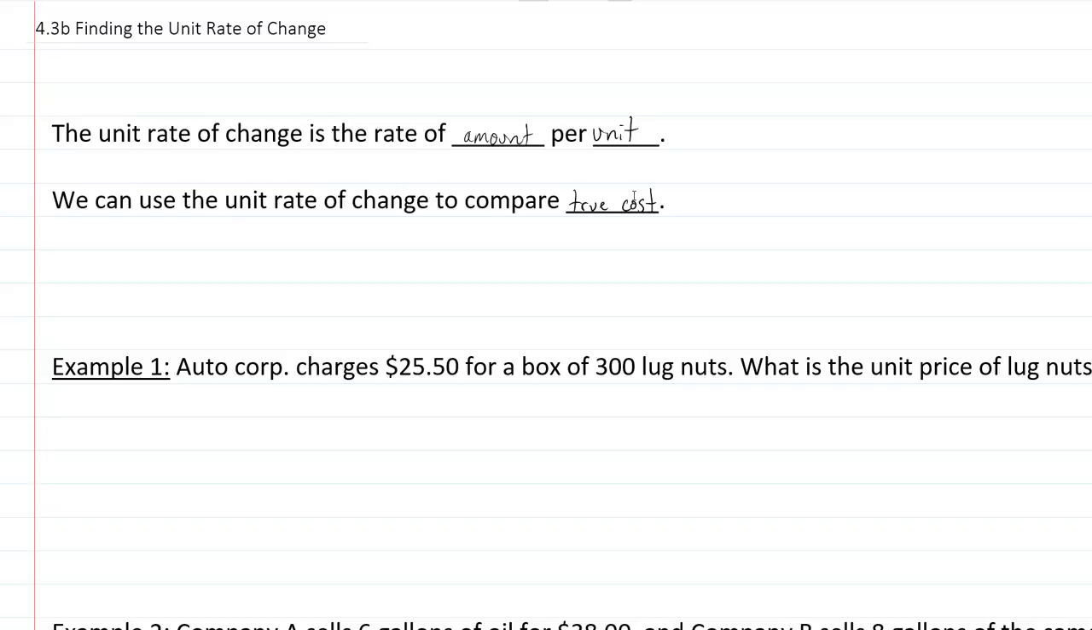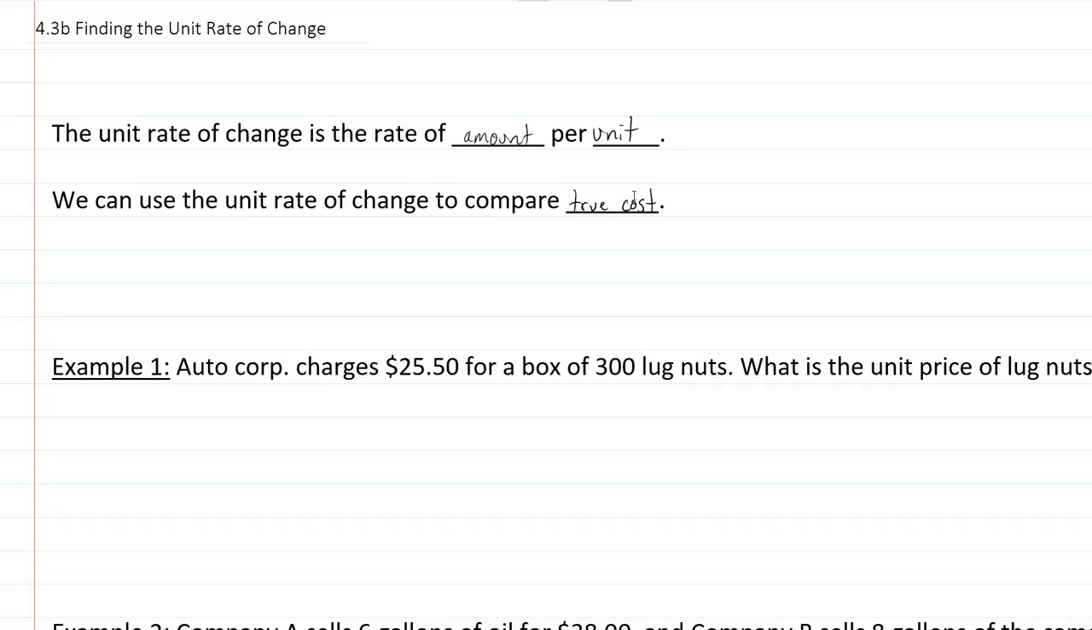So what would a unit be? A unit might be 1 pound of something, or one item specifically. An example of a unit rate would be how much you're paying per ounce of oil. That would be a unit rate because the price is based on an ounce of oil. So let's look at an example.